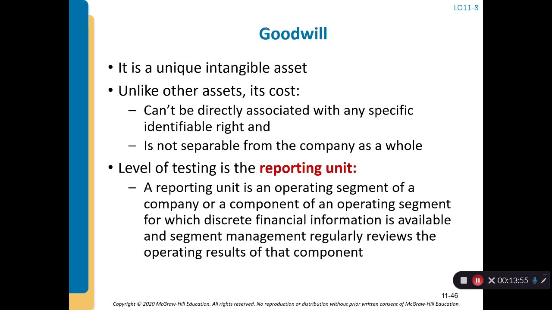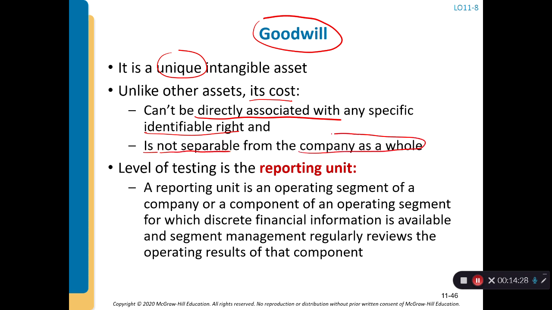And then goodwill. The last thing we want to talk about is how we test whether goodwill has impairment. First of all, goodwill is a very unique intangible asset because goodwill does not exist without a company. Goodwill is only attached to acquired assets. Hence, unlike other assets, its cost cannot be directly associated with any specific identifiable rights or legal contract, and it's not separable from the company as a whole.